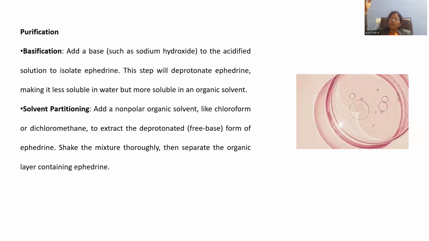So in these many steps, whatever crude compound we took initially, slowly we are going to purify in a step-by-step manner, and we are extracting it in a higher concentration. This is a part of concentration.